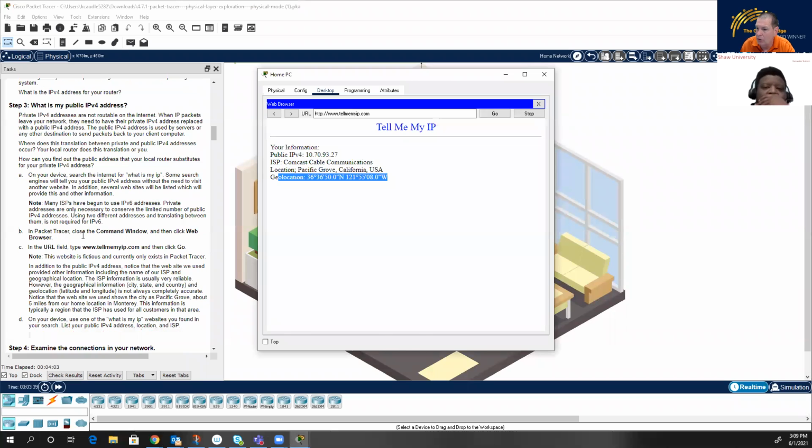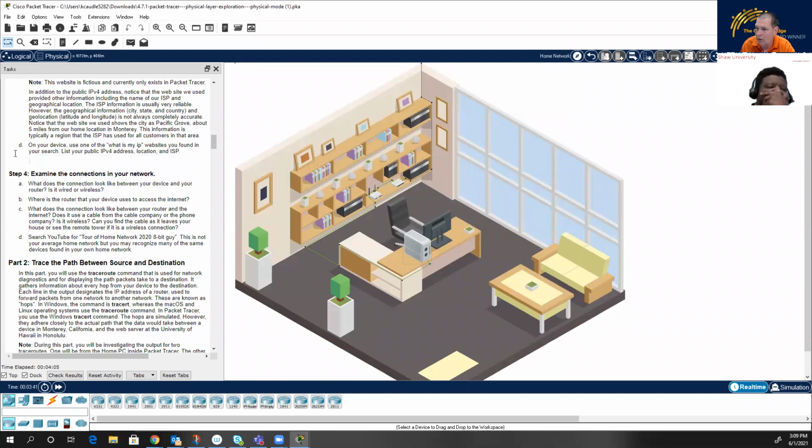Then he goes on down and it says, examine the connections in your network. What does the connection look like between your device and your router? Is it wired or wireless? Now it's a little hard to see, but if you look, you can actually see the cable coming out of the back of this PC. You can see it going along the floor here.